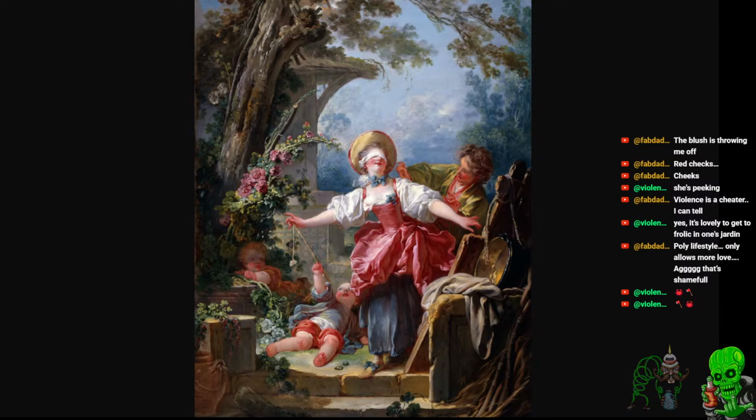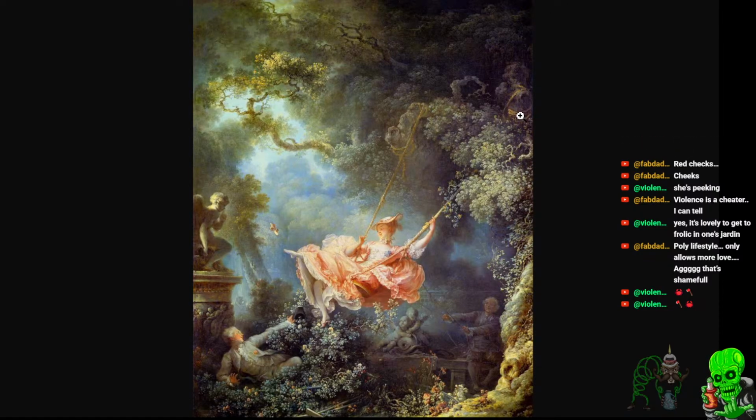There you go. So from there we'll move on to the next one, which is The Swing, as it's commonly known, but it's also known as The Happy Accidents of the Swing. And this was painted between 1767 and 1768. It's oil on canvas, and it measures 32 by 25 inches or 81 by 64.2 centimeters. And this currently resides in the Wallace Collection in London.